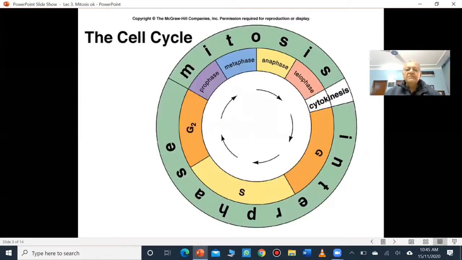So here again is the cell cycle. You can see the interphase, mitosis, and cytokinesis. Interphase is divided into G1 phase, S phase, and G2. So I'm going to describe G1, S, and G2. And in mitosis, I will describe prophase, metaphase, anaphase, and telophase.